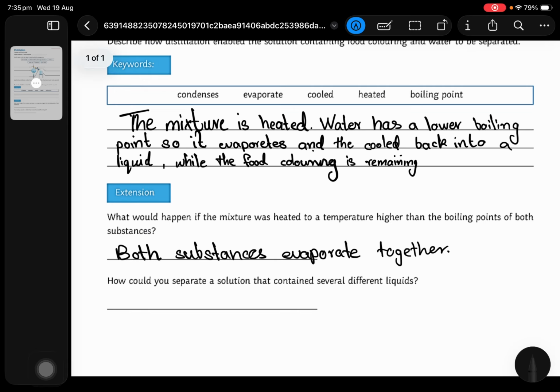And this method, which I just explained, is called fractional distillation. So this is when we separate several liquids based on their different boiling points. So the answer is fractional distillation.